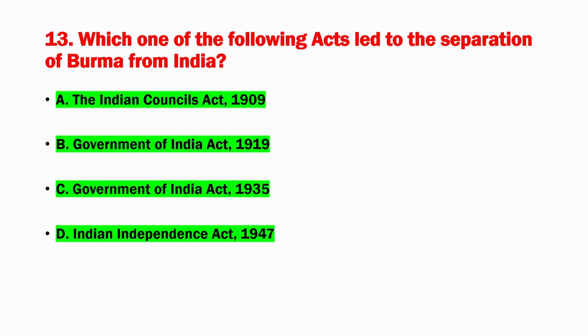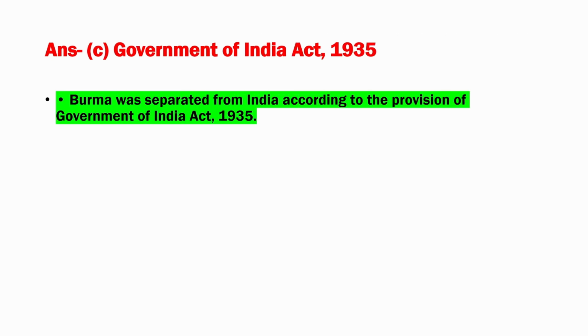13. Which one of the following Acts led to the separation of Burma from India? The correct answer is C, Government of India Act 1935. Burma was separated from India according to the provision of the Government of India Act 1935.